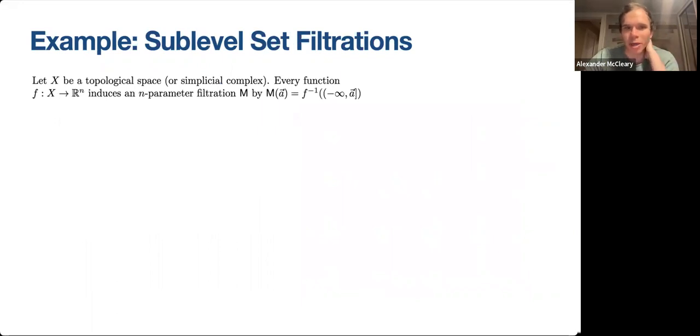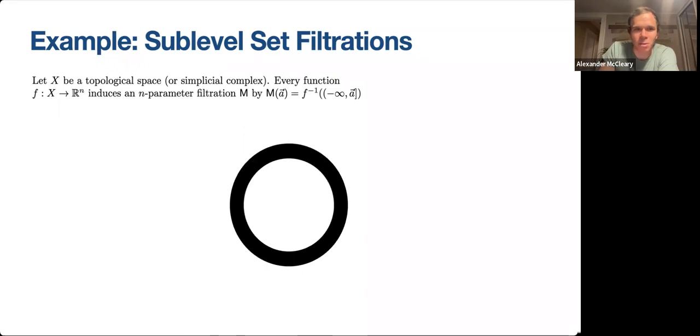So just like in the one parameter case, if we had a topological space or a simplicial complex, and we have a function from that space into, so before we would always look at functions into the reals. Now in the multi-parameter case, we can look at functions into R^n. We have these extra parameters here. So any such function is going to induce an n parameter filtration. We'll call it M, and it's defined by this formula. It's pretty much the exact same formula. We just look at everything that maps to something at or below A.